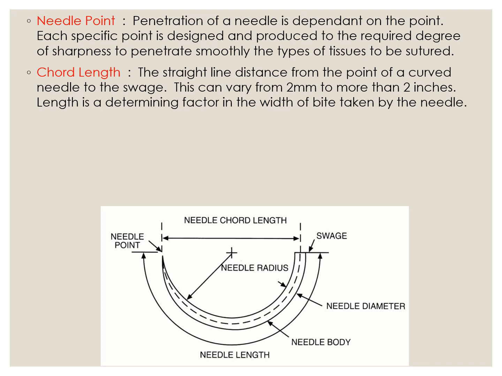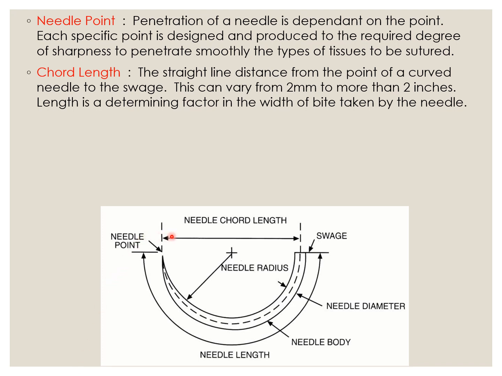Now needle points. The penetration of a needle is dependent on the point. Each specific point is designed and produced to the required degree of sharpness to penetrate smoothly the type of tissue to be sutured. And the chord length: the straight line distance from the point of curved needles to the swag. This can vary from 2 mm to more than 2 inches in length, and is a determining factor in the width of bite taken by the needle.